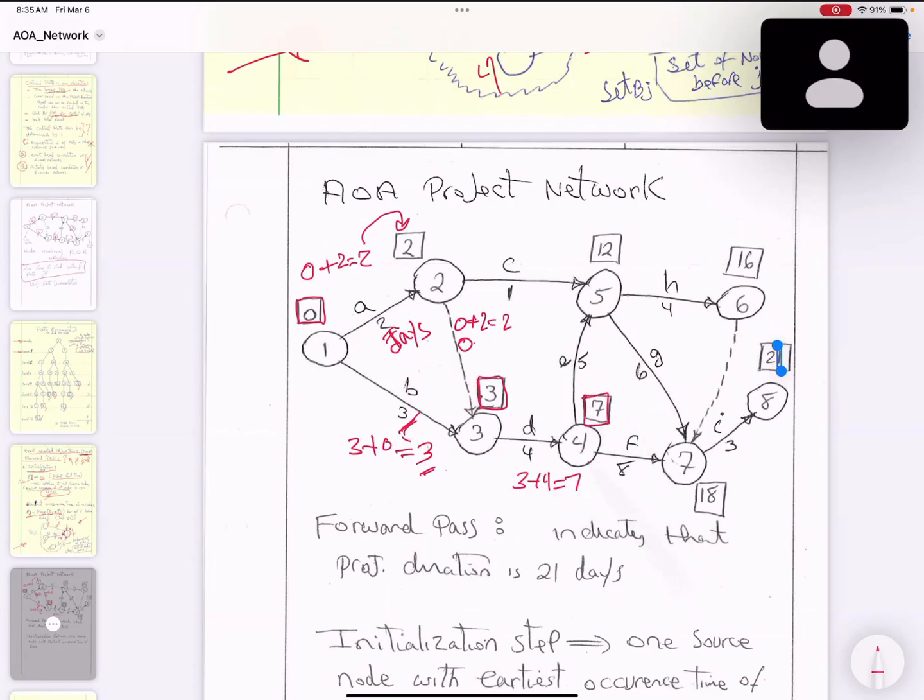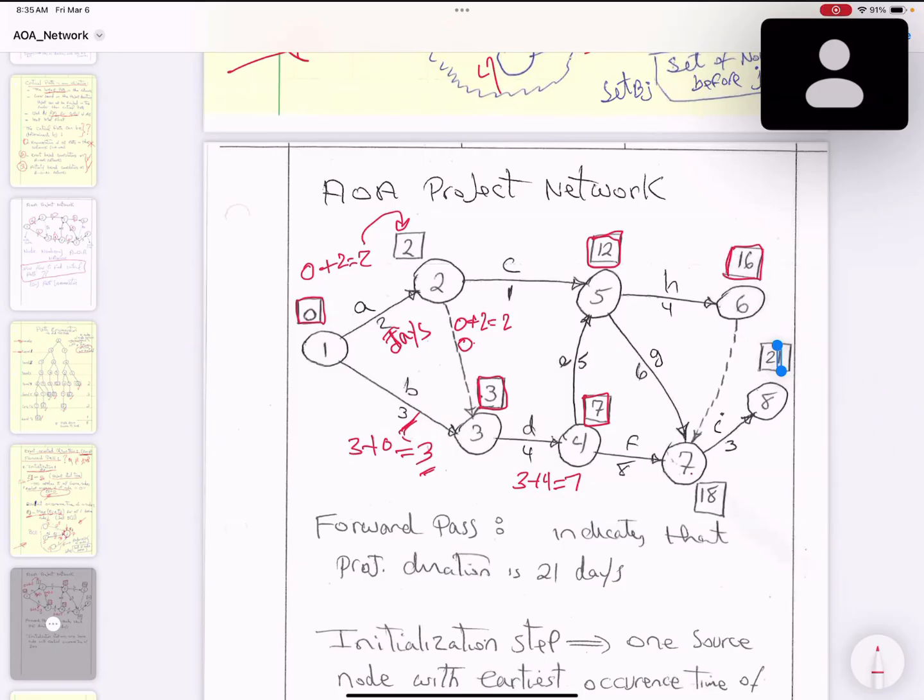Then from node number 4, we go to node number 5. How many arcs are coming to node number 5? 2 arcs. You pick the maximum. What is 7 plus 5 or 2 plus 1? Which one is most? It's the 7 plus 5, so you put 12. And then after node number 5, you go to node number 6. How many arcs are coming to node number 6? Only one. Then you say 12 plus 4, which gives you 16. So you put 16.